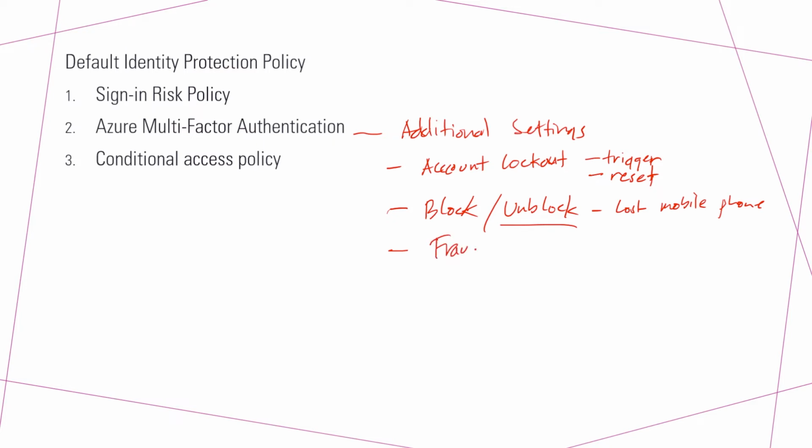There's also fraud alert. So this is the ability for the users to be able to report frauds to the administrators. So let's say you get a notification but you're not doing anything, you think it's not you that's trying to sign in using your account, you can always report it to your administrators using the app. So that's the Microsoft Authenticator application or a code.